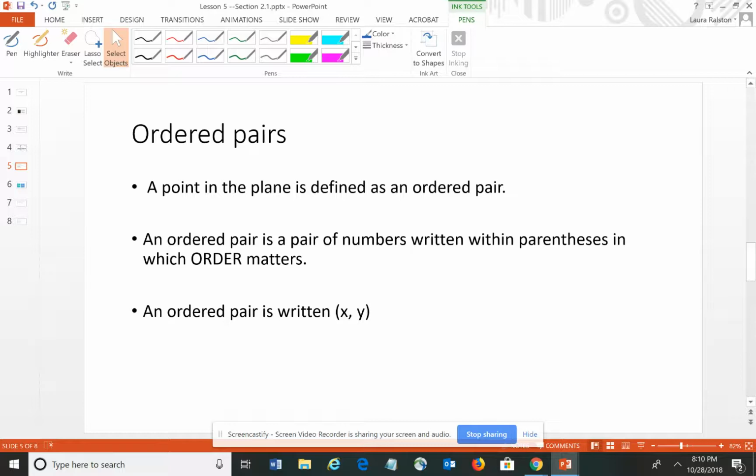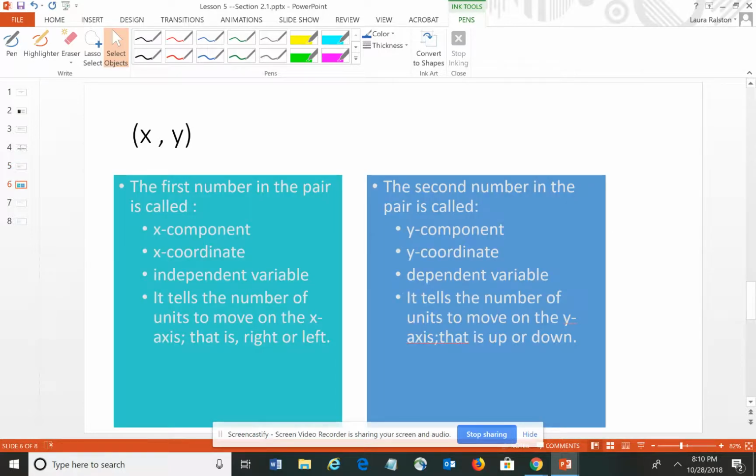So let's talk about those two numbers. The first number in the pair is sometimes called the x component or the x coordinate or the independent variable. The x value tells us how many units to move on the x-axis, which means it's going to tell us how many to move right or left. Hopefully common sense would tell you if it's positive, you're going to move to the right. That's the direction of the positive numbers. And negative, you would move to the left because that's the direction of the negative numbers. The second number in the ordered pair is called the y component or the y coordinate or the dependent variable.